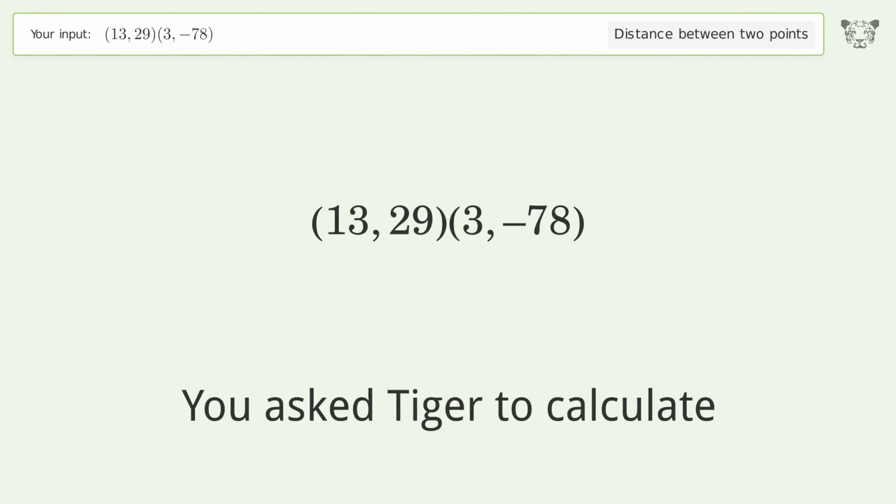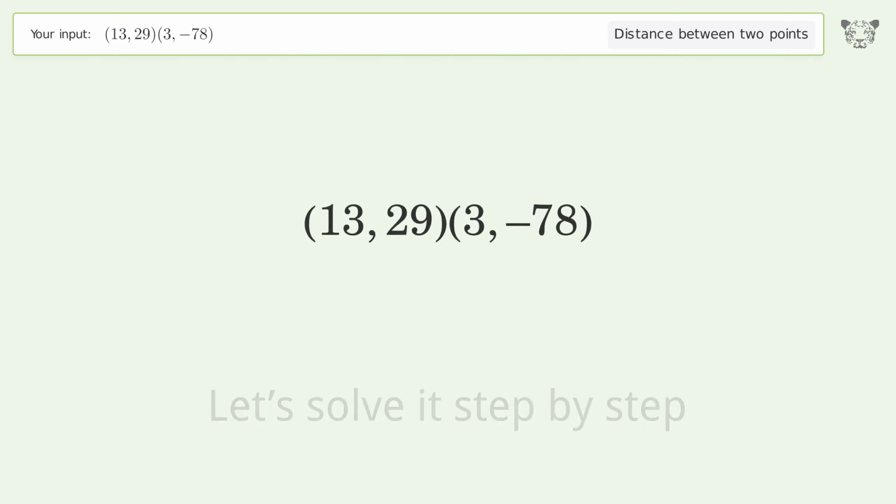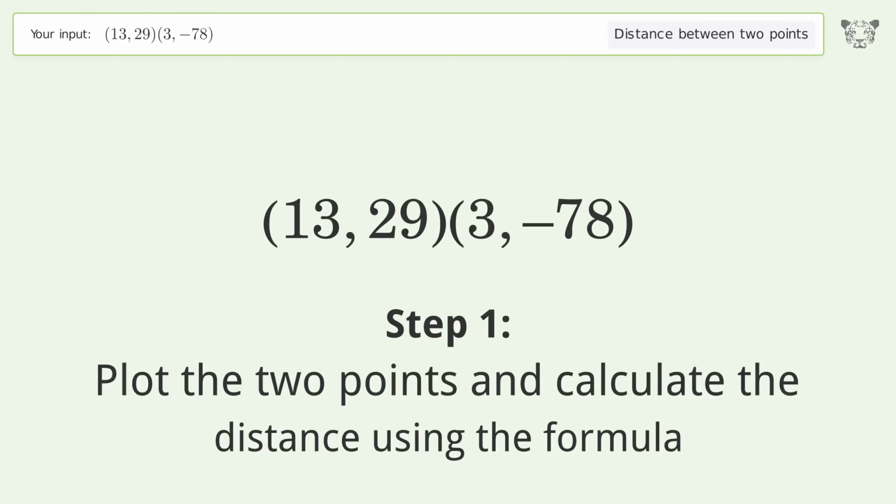You ask Tiger to calculate. This deals with the distance between 2 points. The distance between the 2 points is the square root of 11,549 or 107.466. Let's solve it step by step. Plot the 2 points and calculate the distance using the formula.